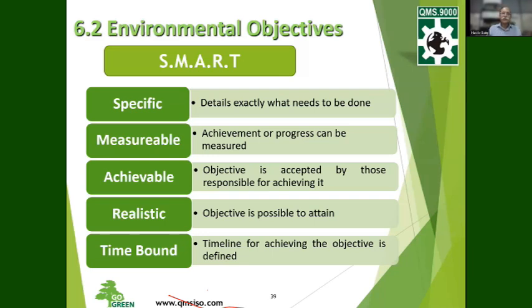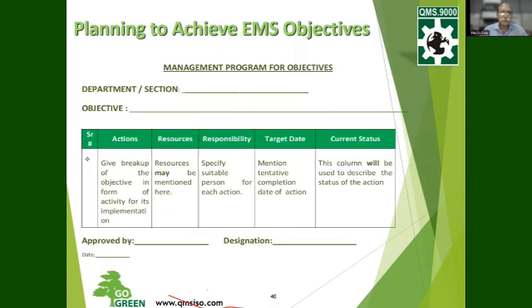You can't just raise a slogan that we will be number 1 in environment in Pakistan. It is not achievable, not realistic, not measurable, not time-bound. Right? So the objectives should be realistic, time-bound, and measurable. This is the management program for achieving objectives. Very useful thing. Whatever objective you develop, you make a management program. Like you say, our objective is to train 40% of our manpower on environmental performance by December 2024. It is realistic, time-bound, measurable, achievable, right?